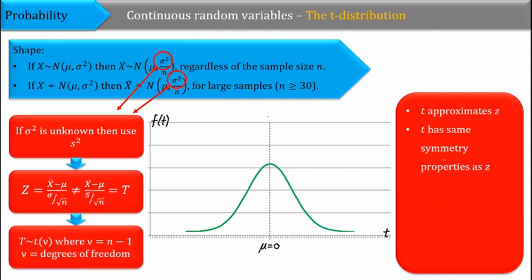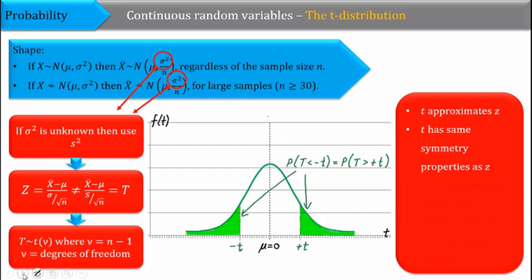Now, T has the same symmetry properties as Z, for obvious reasons, because T approximates Z, so they should have the same properties. So that means that the probability of being over here, this green, will be the same as this green over here. In other words, being less than the negative T value will be the same as being greater than the positive T value. So if this was a negative Z score, then being less than the negative Z score will be the same as being greater than the positive Z score. So they have the same symmetry properties.